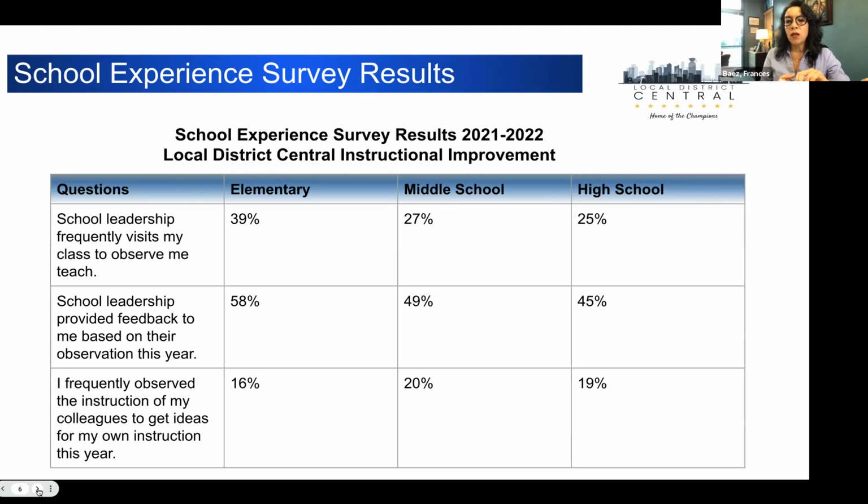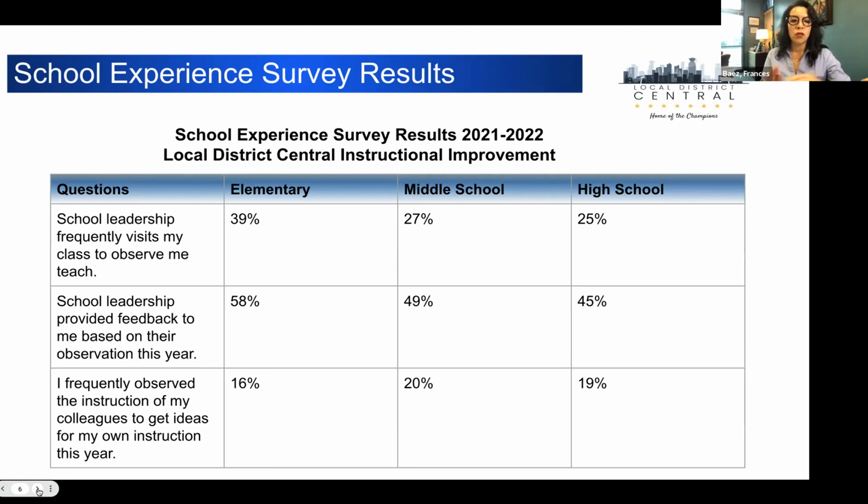So I acknowledge that there was interruption in our leadership, but there's definitely room for growth, because before the pandemic, we needed to really get into like 60% of our classrooms. And when school leadership provided feedback to me based on their observation this year, you can see it ranges from 45% to 58% elementary, middle, and high school. So it's a little off when you see that the first question asks if you visited, but then again, they did get feedback. So there's a little disconnect.